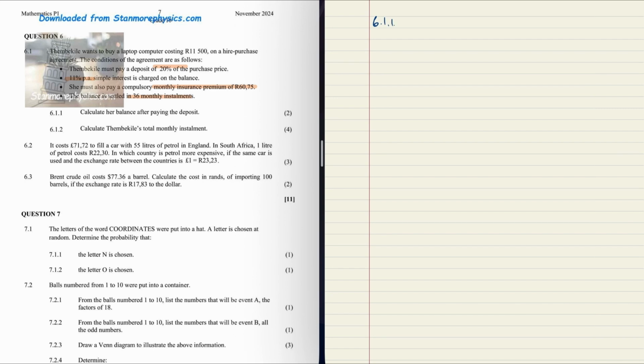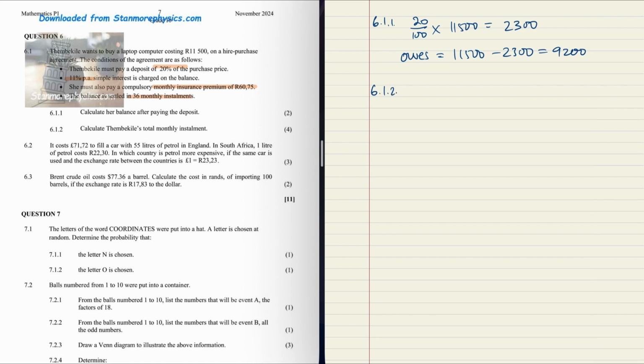So 6.1.1, she's paying a 20% deposit, so 20 over 100 multiplied by 11,500. That's equal to 2,300. So the amount that Tembekile owes is 11,500 minus 2,300, which is 9,200.